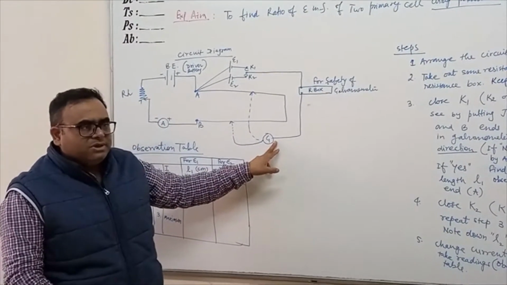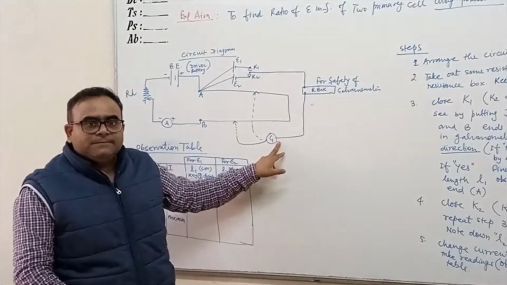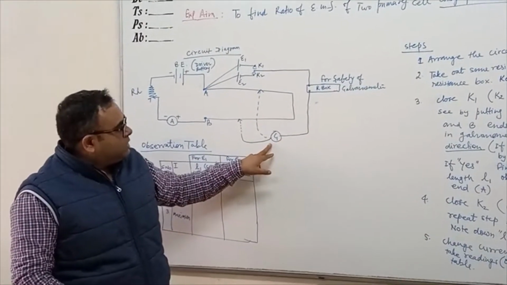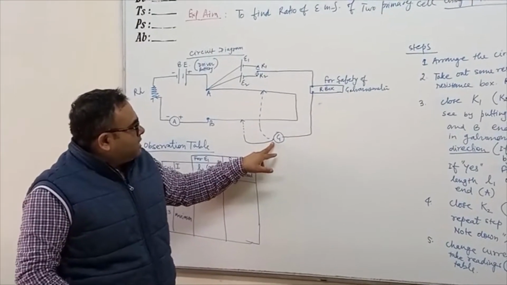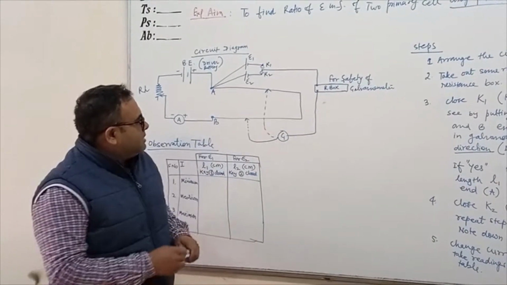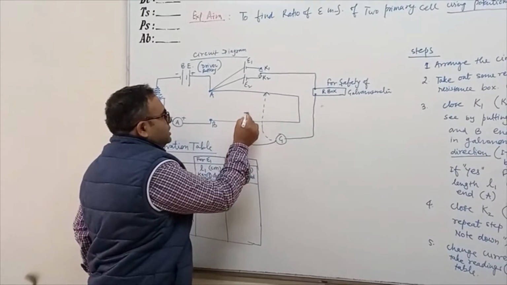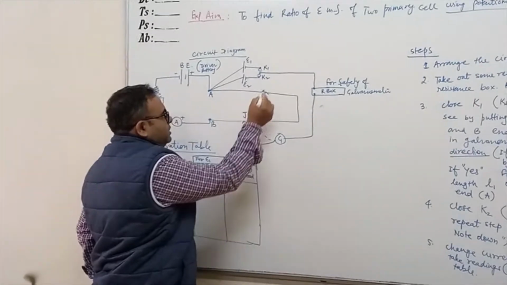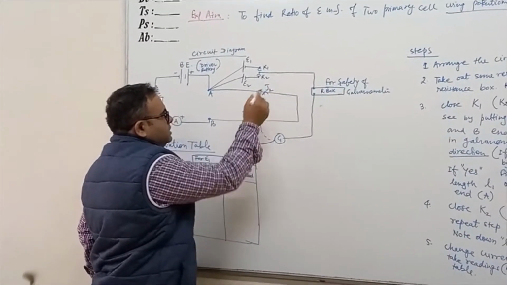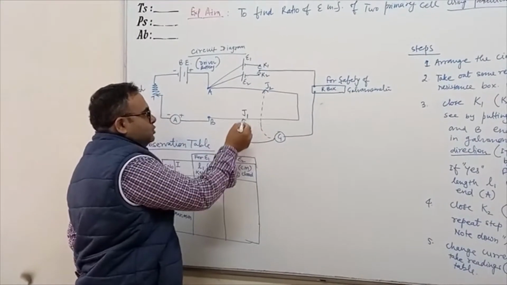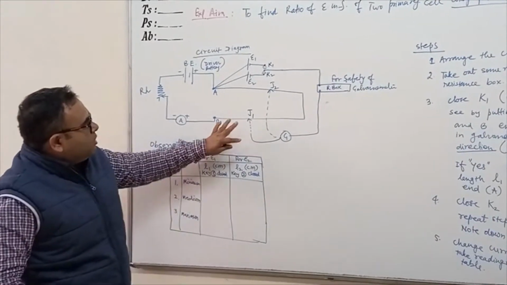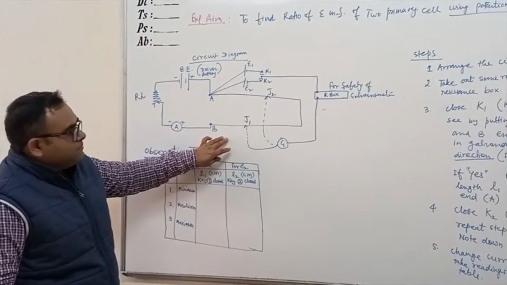You can connect the positive or negative terminal because we have to see the null position, so there is no issue. We have connected the galvanometer and then the other end is connected to the jockey. So one position for the jockey is J1 and the other position for the jockey is J2. These are the null positions that we have shown here. So this is all about this circuit diagram.